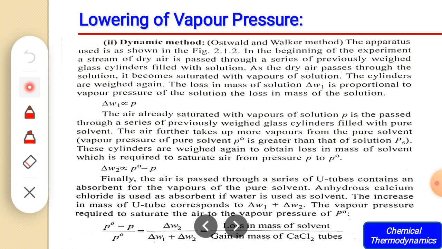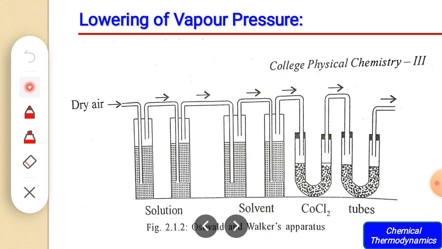Another method for the measurement of vapor pressure is the dynamic method, which is also called the Ostwald and Wacker method. Dear friends, this apparatus is shown here. It consists of a series of tubes. This is tube 1, this is another tube, and this is the tube containing calcium chloride.